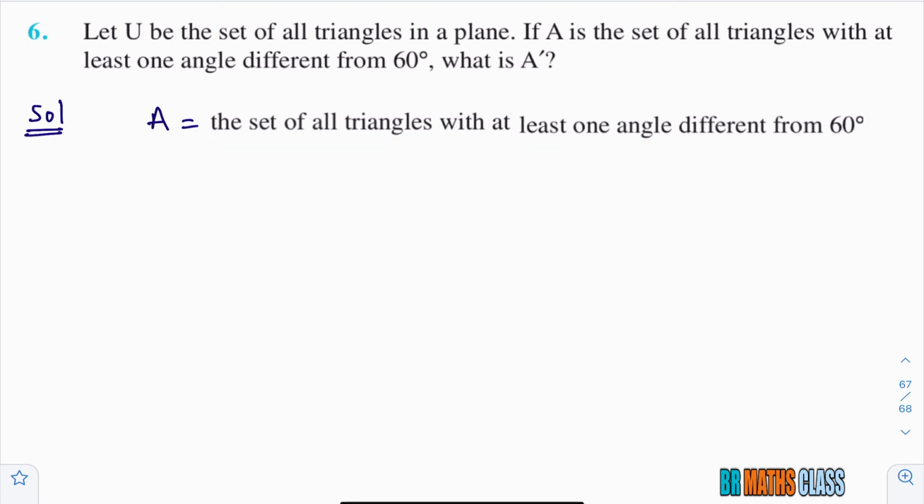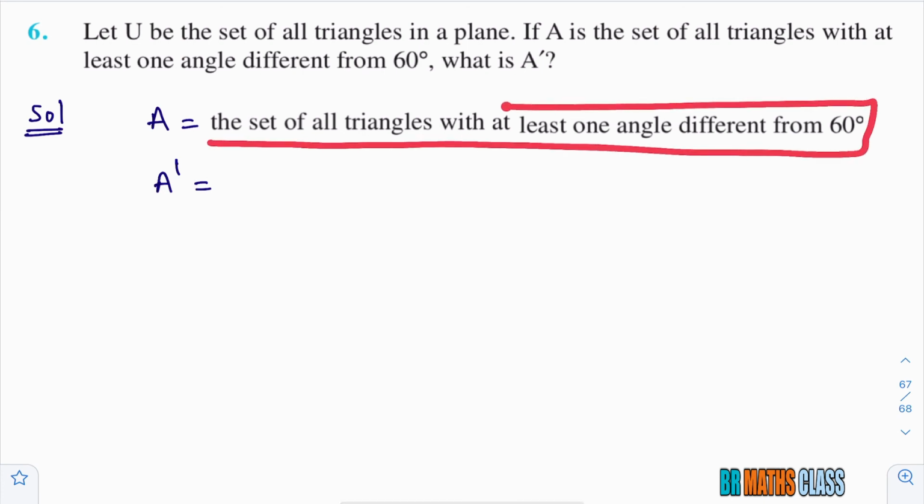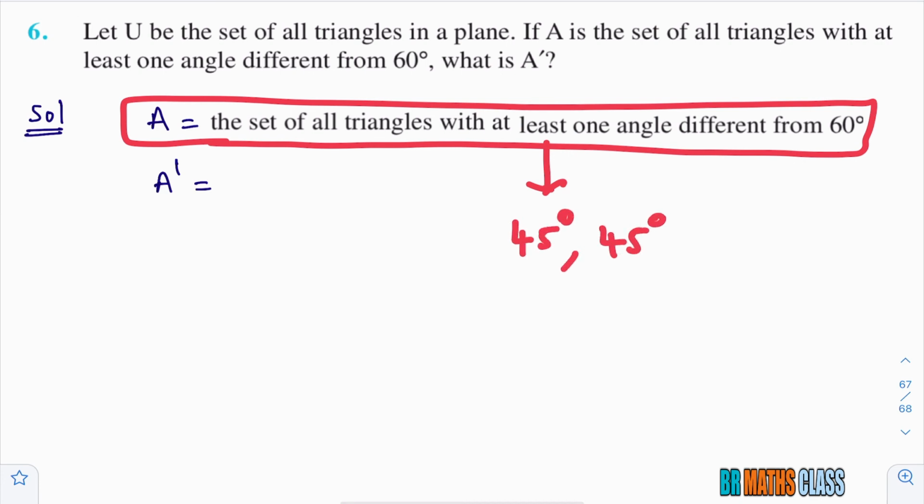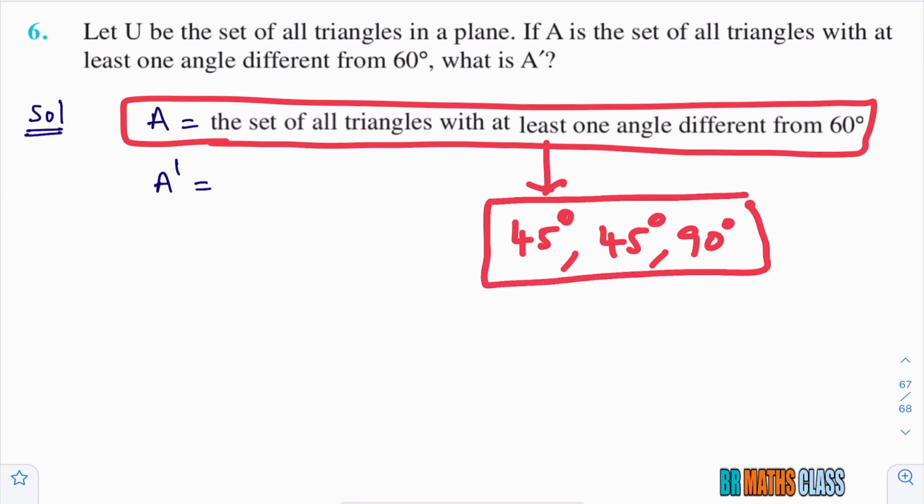What they are asking is, what is A dash? A dash means the complement of this set. They are asking what is the complement of this set. A dash means what? Not A. Suppose I try to explain, this set contains what type of triangles. Suppose I take a triangle with 45 degrees, 45 degrees, 90 degrees. Is this triangle present in set A? A triangle with interior angles 45 degrees plus 45 degrees plus 90 degrees. Is it there in set A? Yes or no?